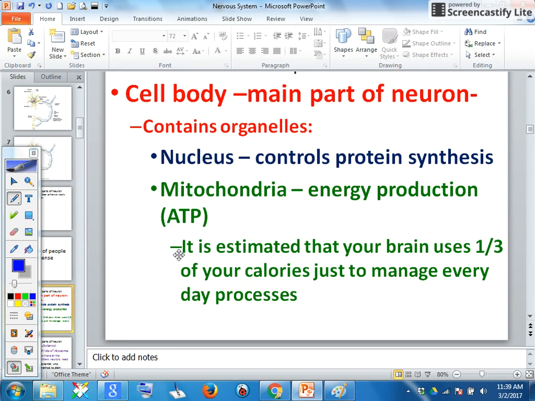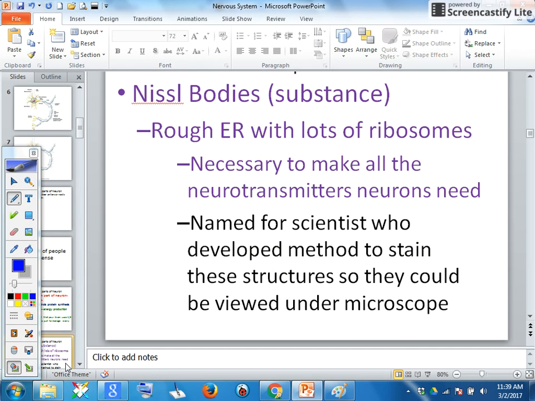Actually, it's estimated like a third of your calories go just to work your brain. And that's just like normal, everyday, just eating, breathing, existing. That doesn't mean that you're actually exercising or using your brain to learn anything new. So that's a lot of calories that go to work just your brain. So you'll find that nerve cells have lots and lots of mitochondria, very similar to your muscle cells that have lots and lots of mitochondria.